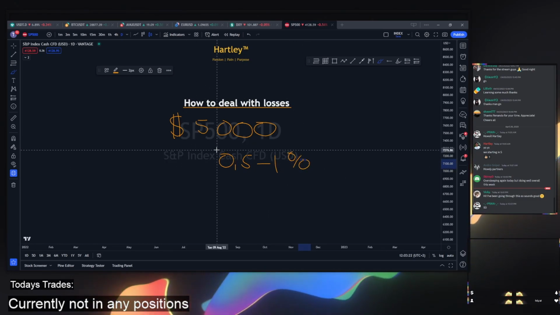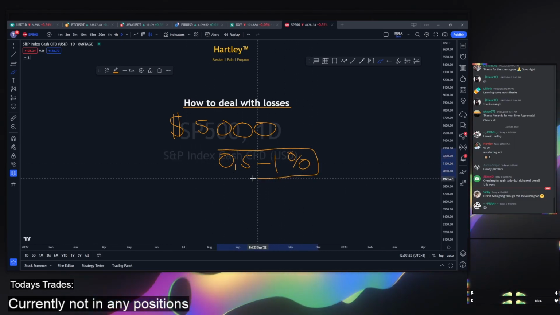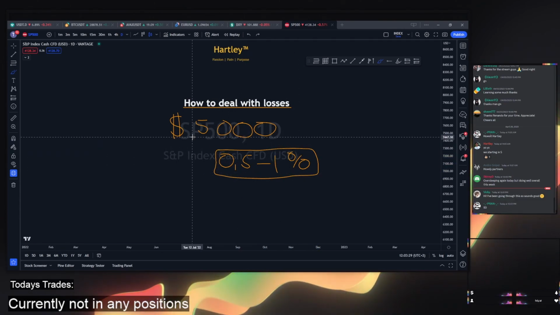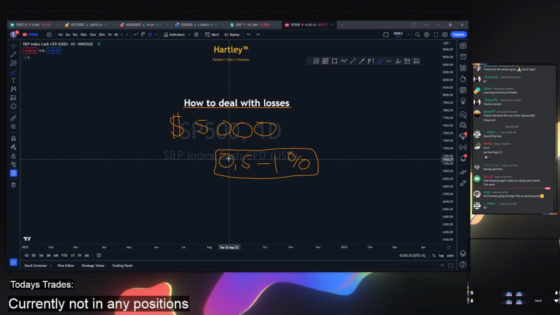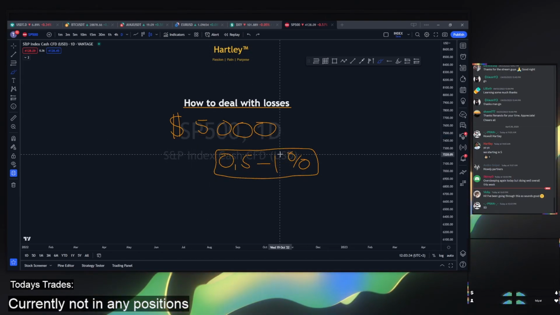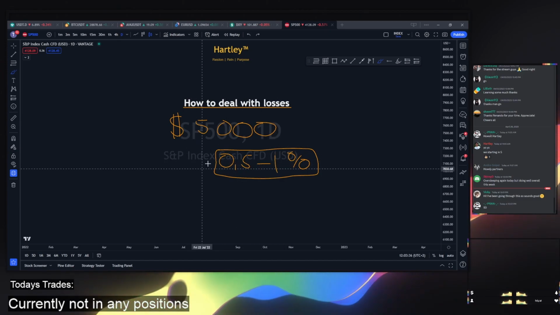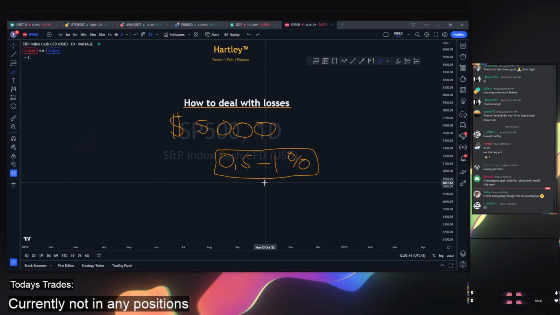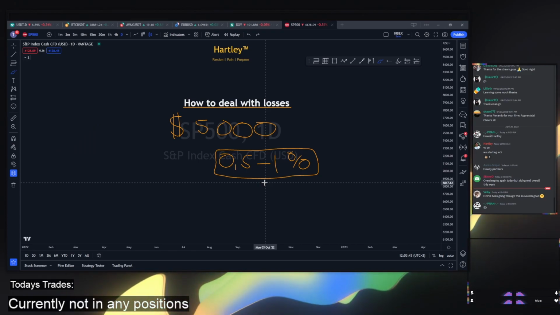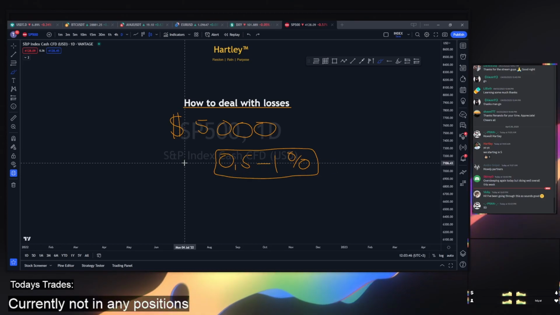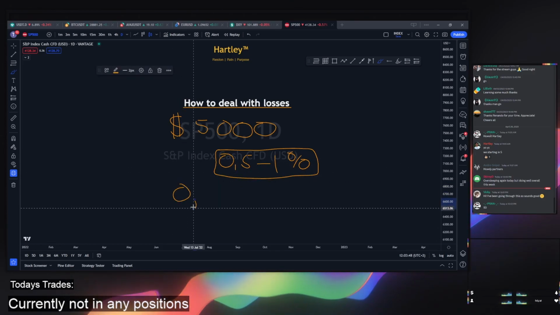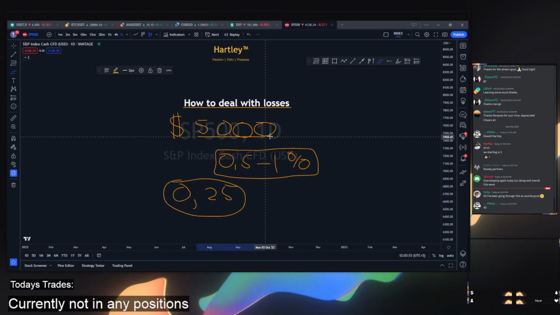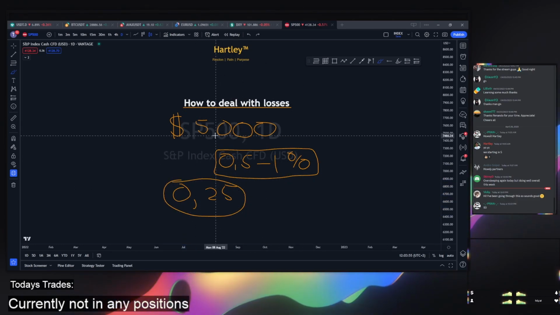Now, here's the thing. We always say 0.5 to 1% risk management, but when you first load in your balance, when you first start with $5,000, you do not want to be risking 0.5 to 1%. You want to be risking a quarter of your maximum. So if your maximum is 1%, if your maximum is 10%, if your maximum is 20%, risk a quarter of that. So in this example, we're going to risk 0.25%, right? Why do we do that? It's so that we can minimize the drawdown on the account until we get this number up.